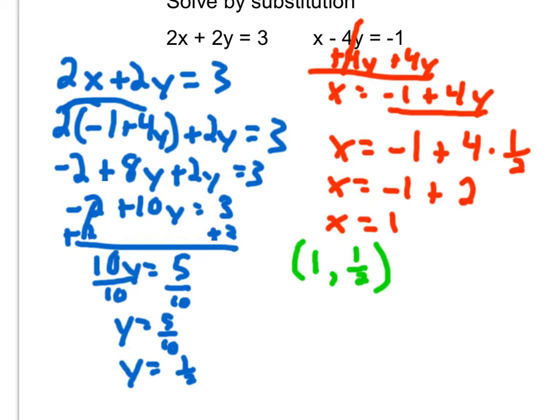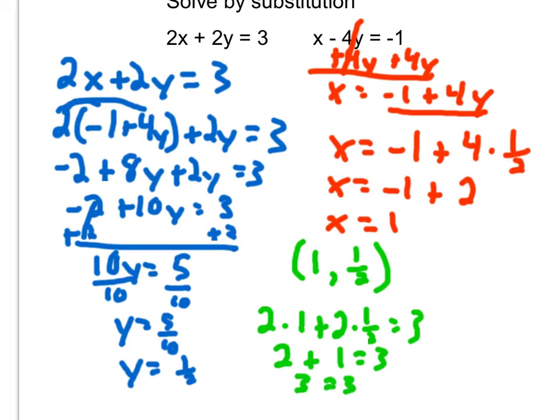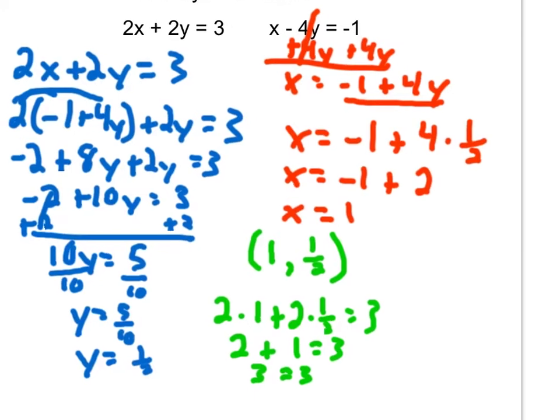Now the only thing I have to do is plug it into my original equations to check it. Okay, so I'm going to use these equations I had up here to start with to check this. So instead of 2 times x, I'm going to put 2 times 1, plus instead of 2 times y, I'm going to put 2 times 1/2. And I want to know, does that equal 3 or not? Well, 2 times 1 is 2, plus 2 times 1/2 is 1, and it checks out. 3 equals 3. So it works for the first equation.